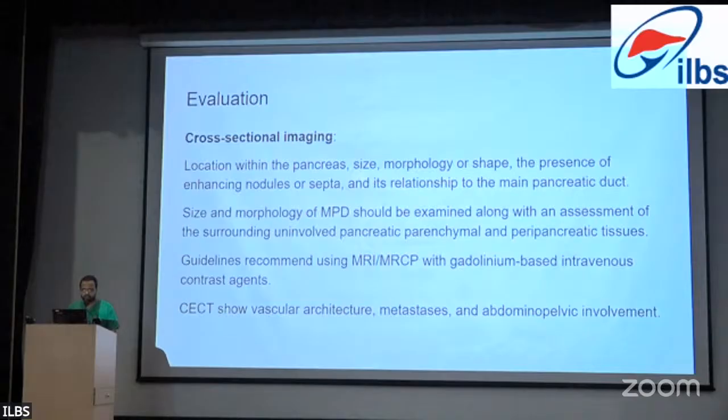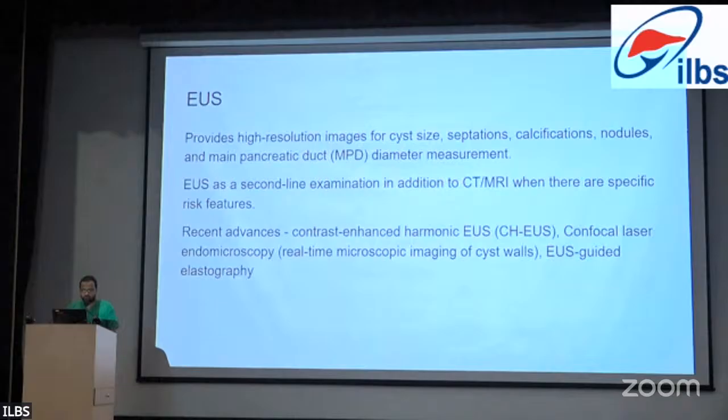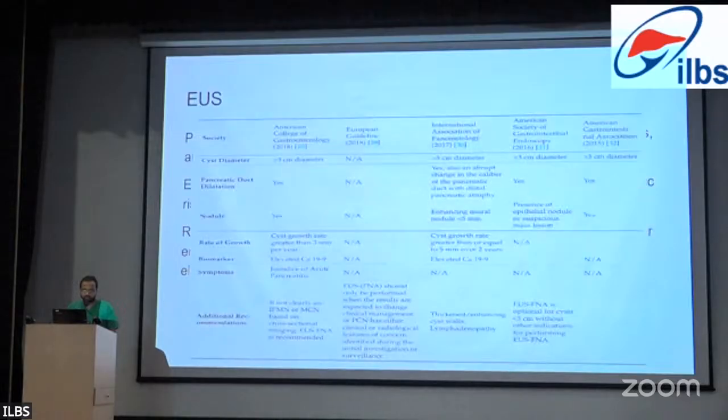We also have to evaluate the MPD, its size and morphology, along with assessment of the surrounding pancreatic parenchymal tissue. EUS is also done nowadays, which provides high resolution imaging of cyst size, septations, calcifications, and nodules, with MPD diameter measurement. It is a second line of examination in addition to CT or MRI. There have been recent advances in EUS as well, like contrast-enhanced harmonic EUS, confocal laser endomicroscopy, and EUS-guided elastography. So when do we do EUS?